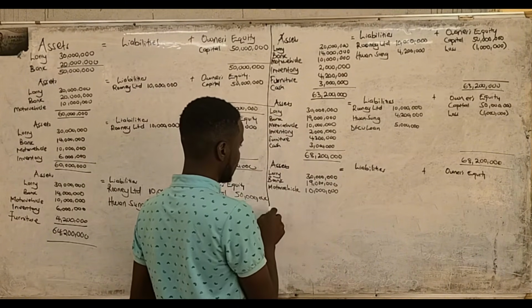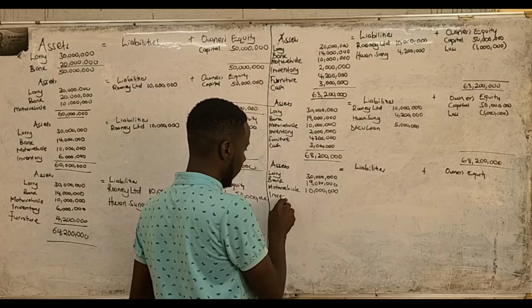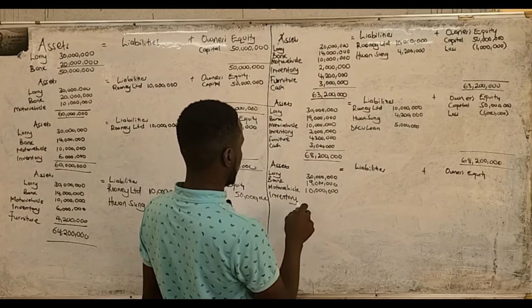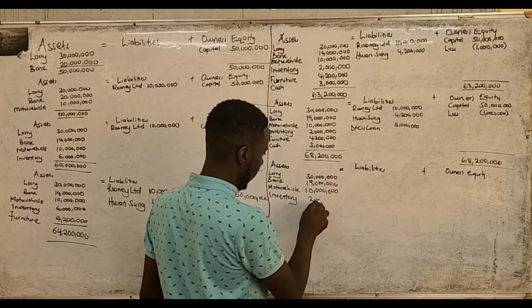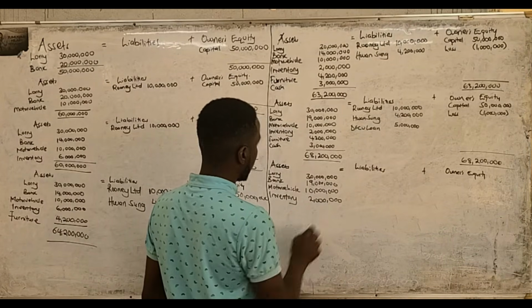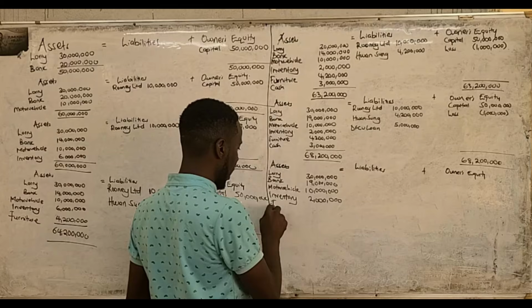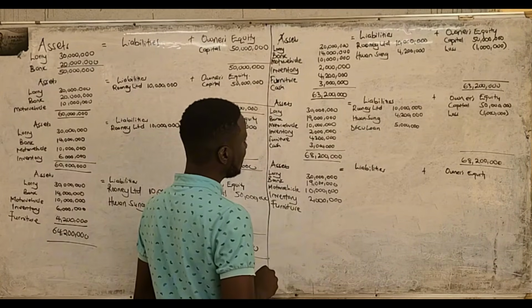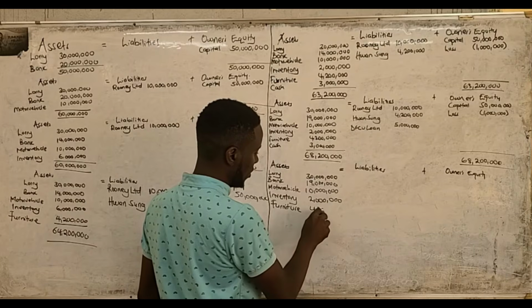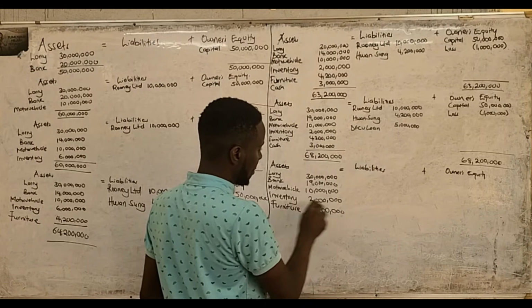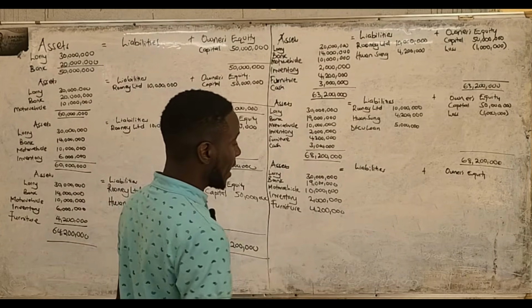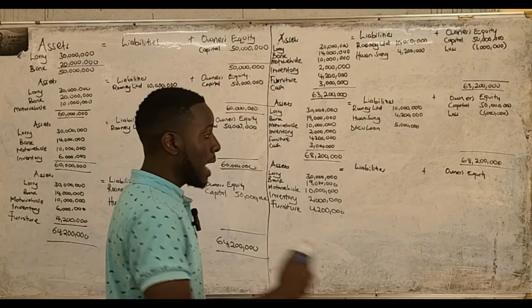And then we have inventory, and our inventory is 2 millions. Then we have furniture, and our furniture is 4,200,000. Then remember, when you are paying Juan Sang, we paid him by cash.